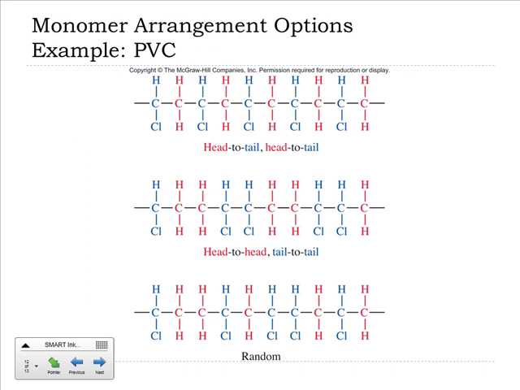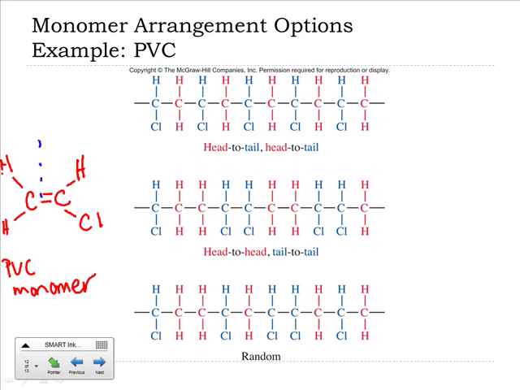Another thing that changes the properties of the polymer you get is actually the way the monomers themselves are arranged. If we think back to the PVC monomer, it was C, three hydrogens, and a chlorine, right? This is the PVC monomer. And it makes sense, if you look at this, to think that the molecule looks different on one side than the other, right? One side has two hydrogens, and the other side has a hydrogen and a chlorine.